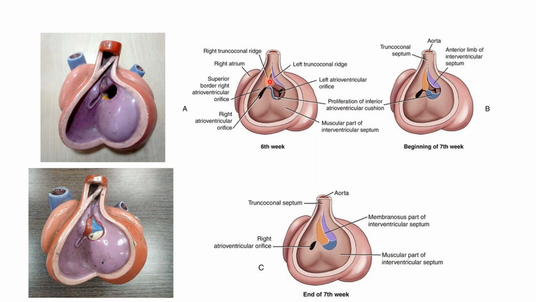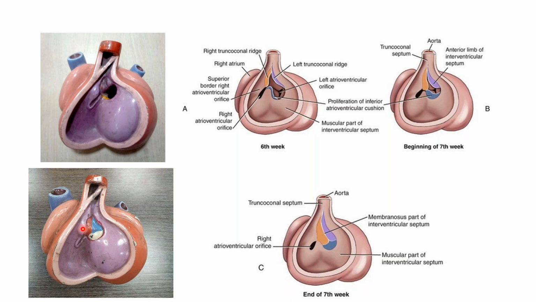How are these three swellings arising? From the right conal swelling and the left conal swelling, the yellow and the purple over here, and this blue part, which is the proliferation of the inferior atrioventricular cushion. Together, they are going to close this interventricular foramina and will form the membranous part of the interventricular septum.